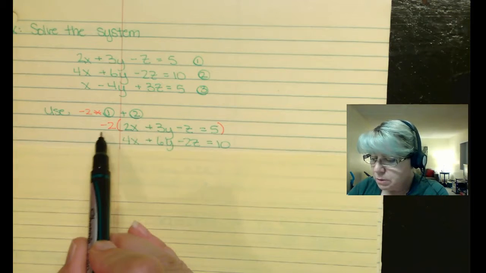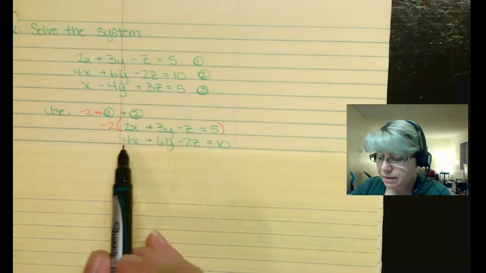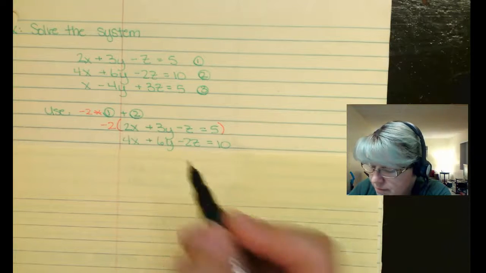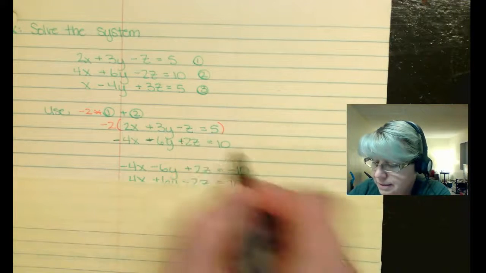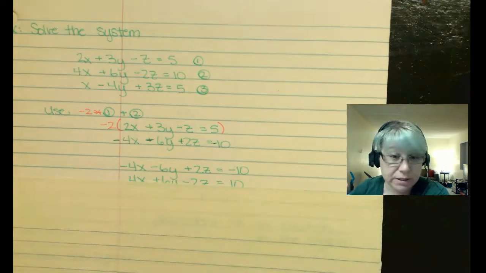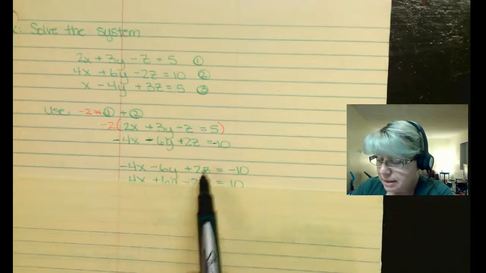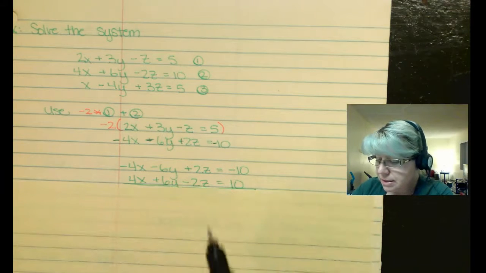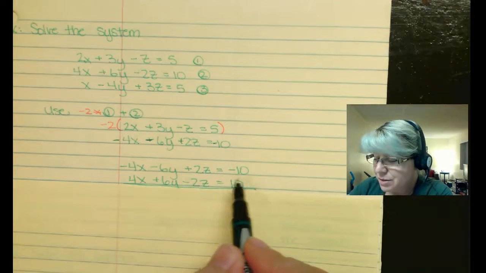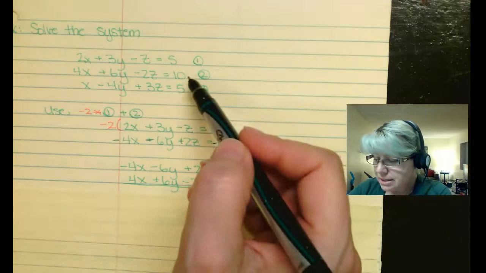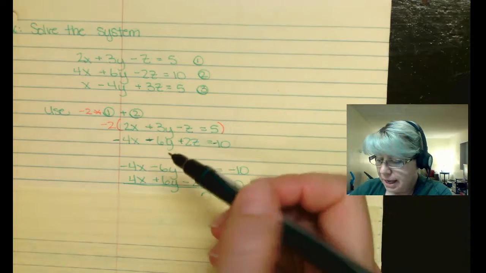All right, so if I multiply negative 2 by 2x plus 3y minus z equals 5, I get negative 4x minus 6y plus 2z equals negative 10. Had it down here, but I have no idea why I didn't have it the right way the first time. Sorry about that. And then using the second equation, 4x plus 6y plus 2z equals 10, I'm going to add these together.